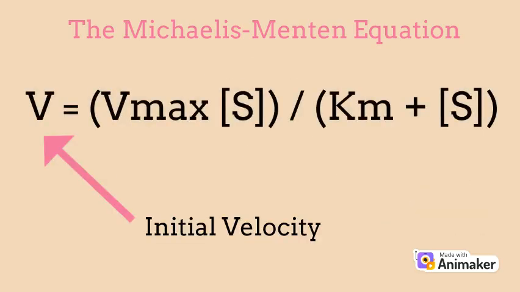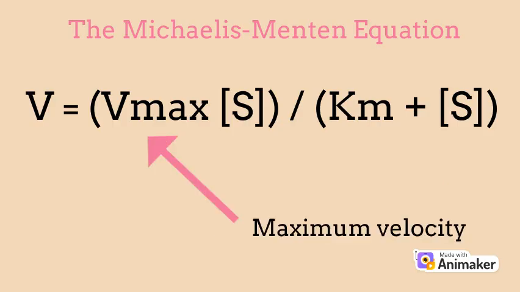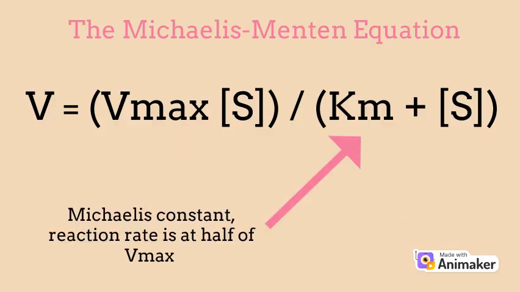V0 is the initial reaction rate or velocity measured in moles per unit time. S is equal to the substrate concentration. Vmax is the maximum reaction rate or velocity, and Km is the substrate concentration when the reaction rate or velocity is at half of Vmax.